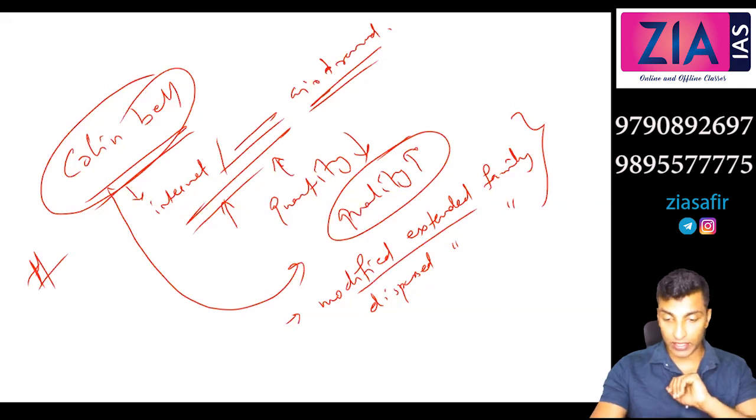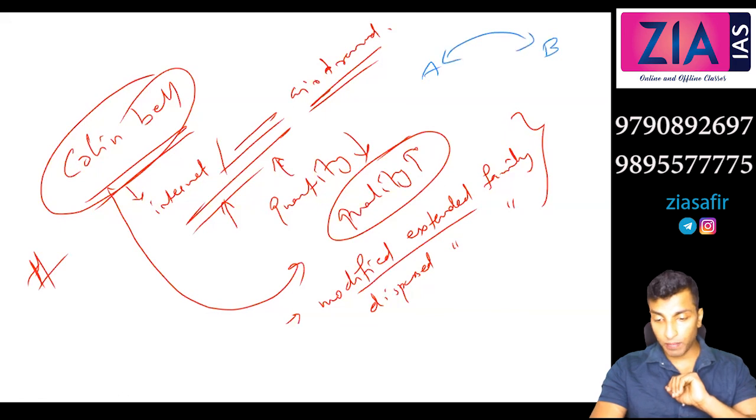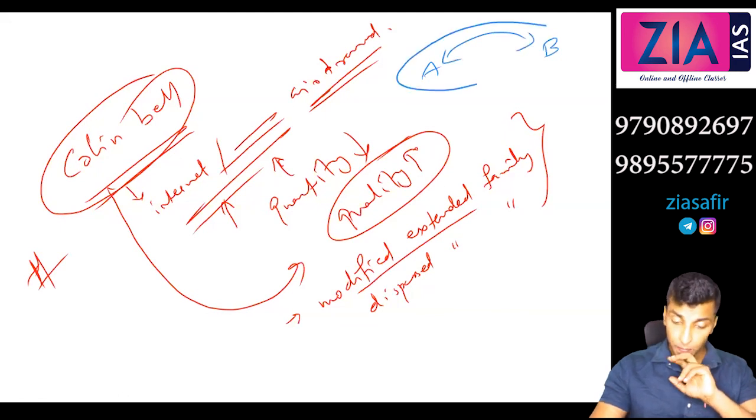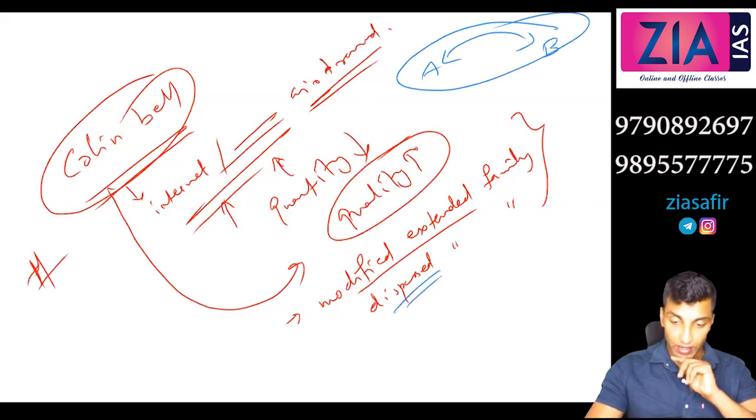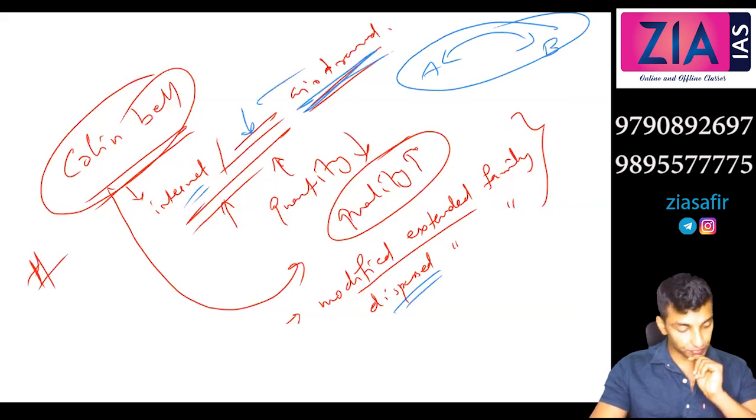For example, A and B may be cousins. They may not live together, but they maintain the relation. So that is what modified extended family or dispersed family is. Because of internet, WhatsApp, Facebook, air travel, telephone, all these facilities.